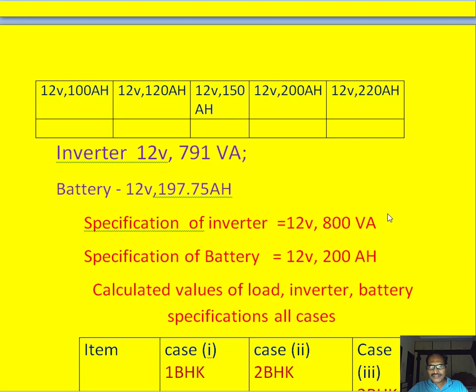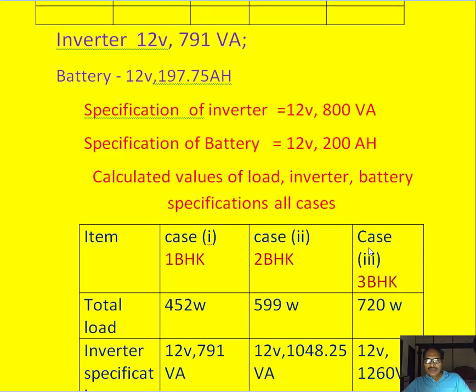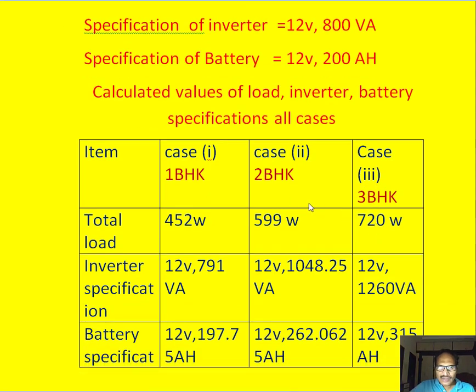For one case we have analyzed completely how to calculate the rating of the battery and how to select the battery in the market. Similarly, we have seen how to find out the battery rating and how to choose the available battery as per our calculations. Now, if we extend the same analysis to the 2 BHK and 3 BHK, we find the loads calculated are like this.